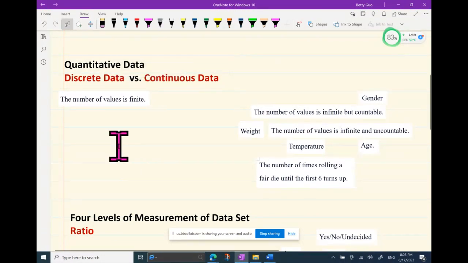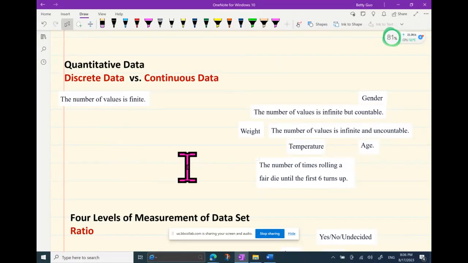So you are either 18 years old or 19 years old. We don't really say 19 years and 1 month old, or 18 years and 13 days old.